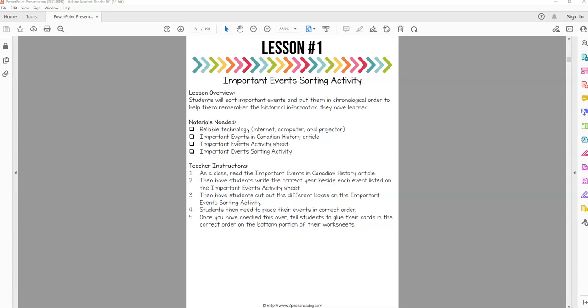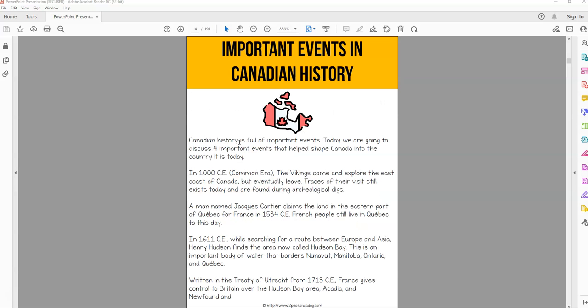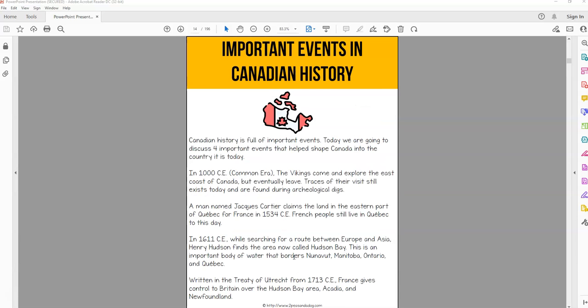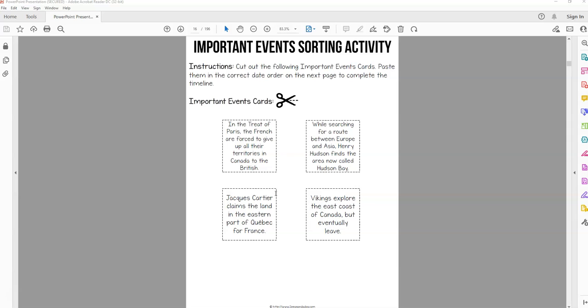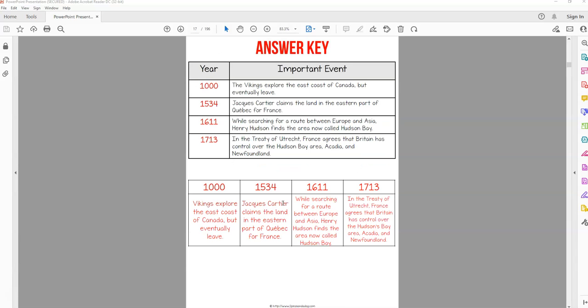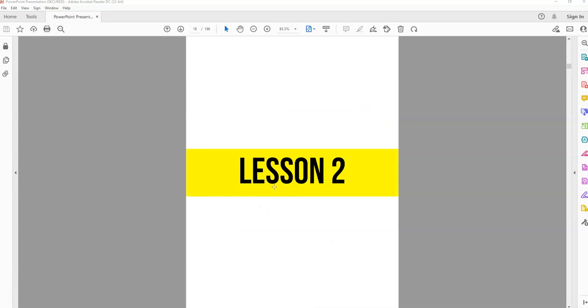Another lesson is the important event sorting activity. They have to read this article or listen to the audio file, and then write the year that these events happened, so they can go back into the article and find that. Then they can cut these out and paste them into the timeline. There are only four dates that they're looking for, whereas in my non-modified unit, I think it's 25 or 30 different cards, and the students need to work in groups to sort those cards out. There's also an answer key provided.